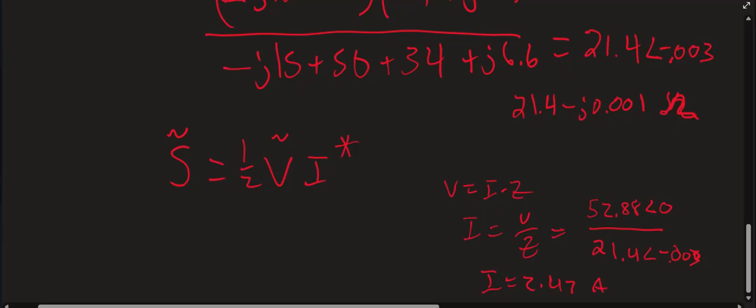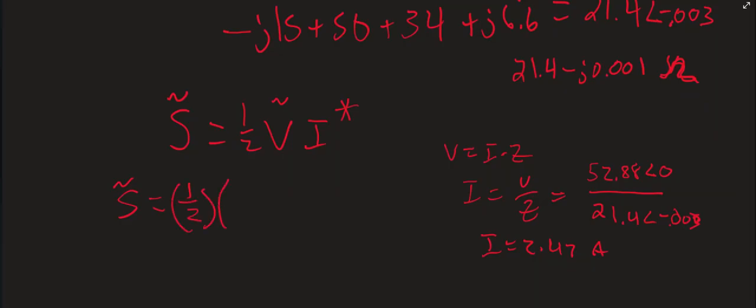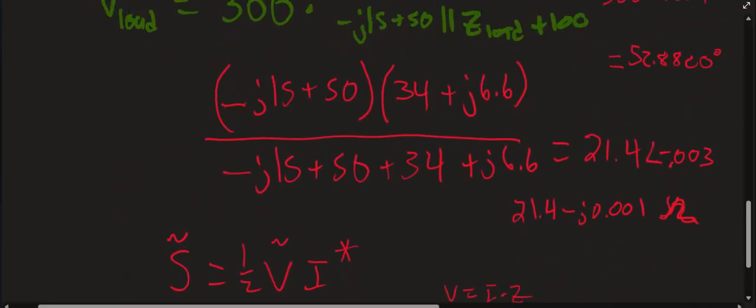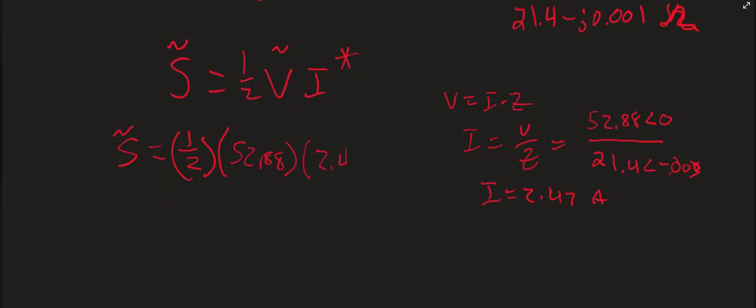Amps. So it says conjugate, but if this is plus 0J, 2.47 plus 0J is the same as 2.47 minus 0J. That's what this little star means, you change the sign of the imaginary part. So our complex power equals 1/2 times our voltage, which we got to be 52.88, and 2.47.